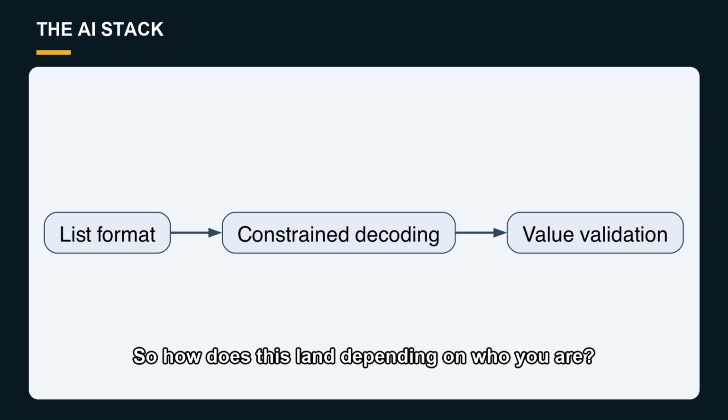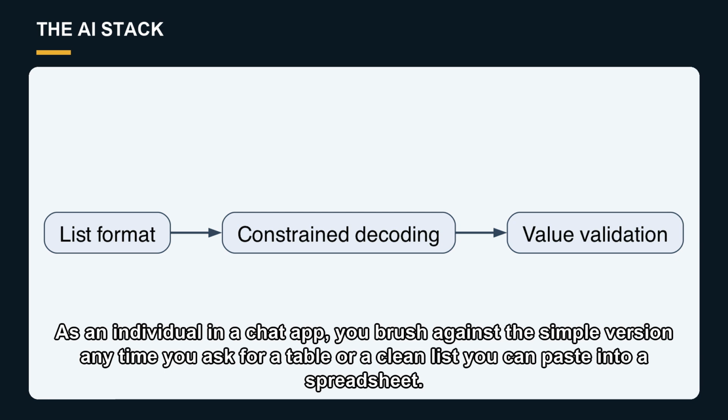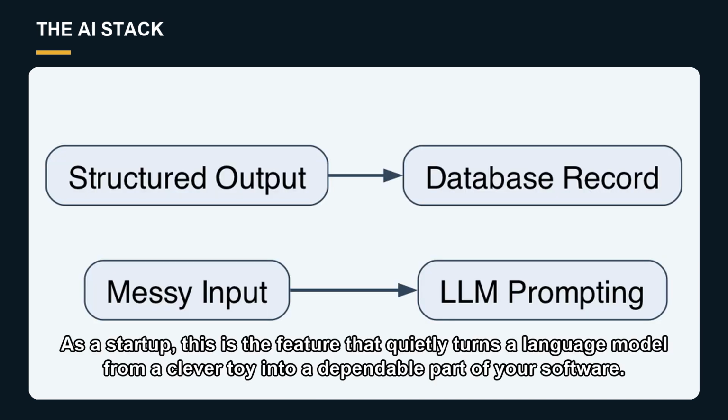So how does this land depending on who you are? As an individual in a chat app, you brush against the simple version anytime you ask for a table or a clean list you can paste into a spreadsheet. Useful, but mild. As a startup, this is the feature that quietly turns a language model from a clever toy into a dependable part of your software.